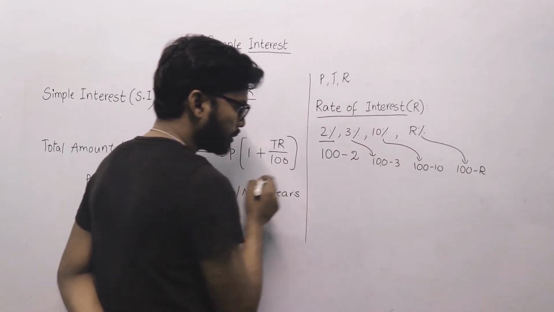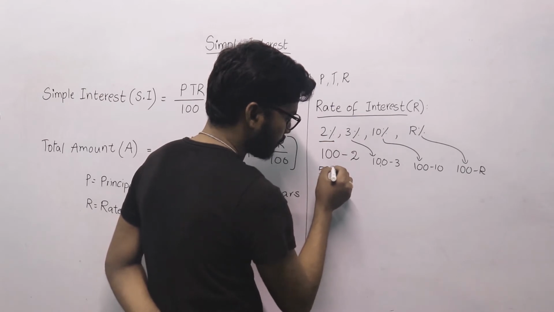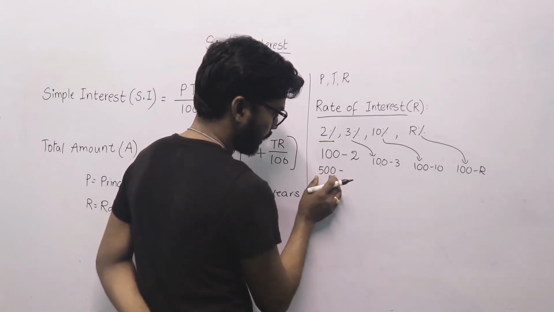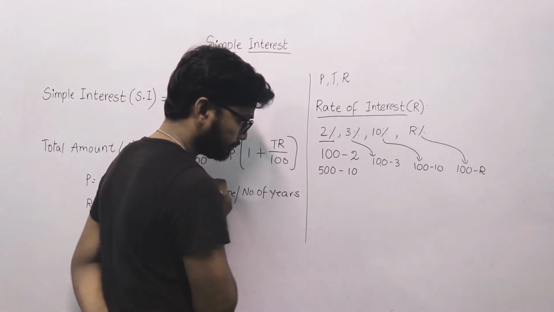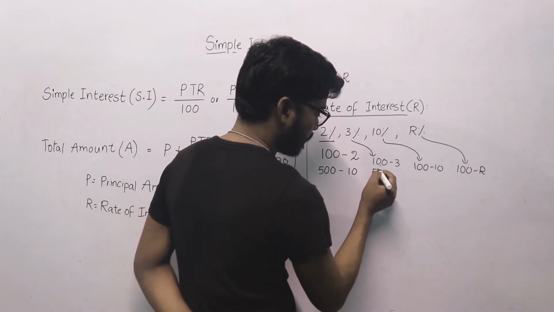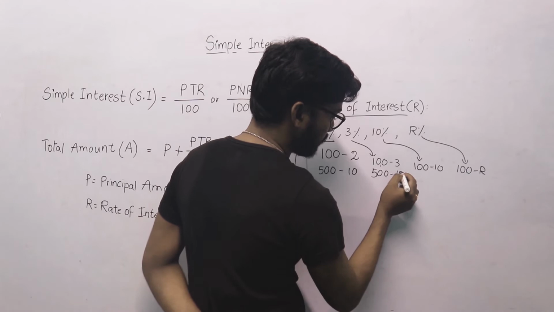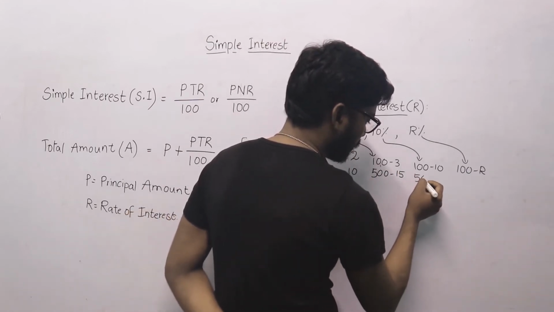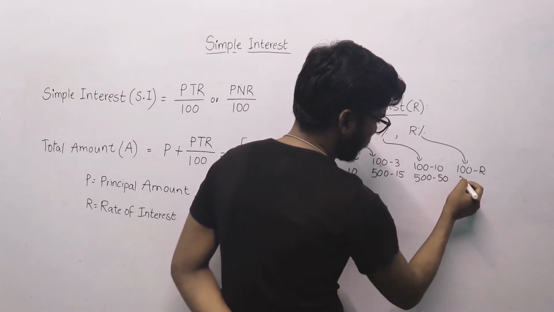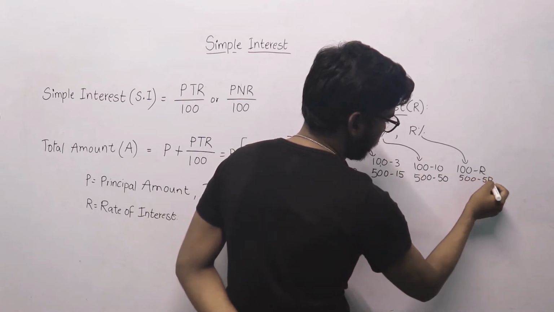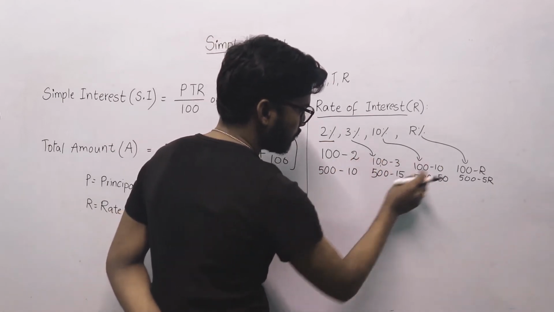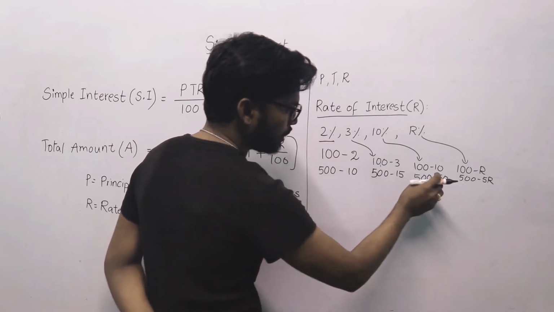Suppose I take 500 rupees, so how much will be charged? For 100 rupees, 2 rupees will be charged, so for 500 rupees, it will be 10 rupees, right? Here for 100 rupees, 3 rupees will be charged for 1 year, so for 500 rupees, 15 rupees will be charged. And in this case, it will be 50 rupees. So for 500 rupees, it will be 5R. As we go on increasing the rate of interest, the interest charged will also increase.